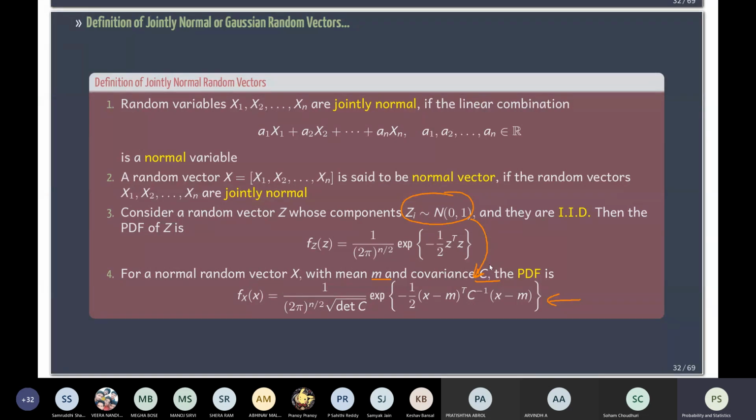The sum of two normals is not necessarily normal. This is something I mentioned and did not do, so I'm going to put that in the slide itself. You can look into that result later on.